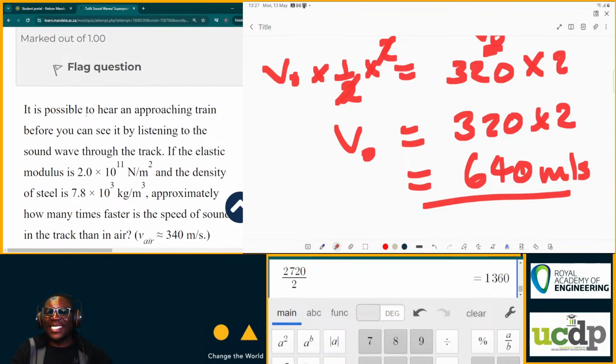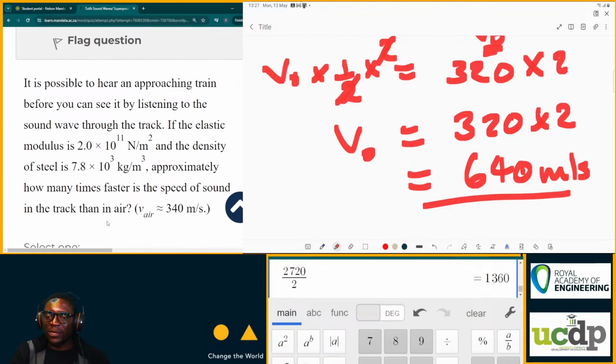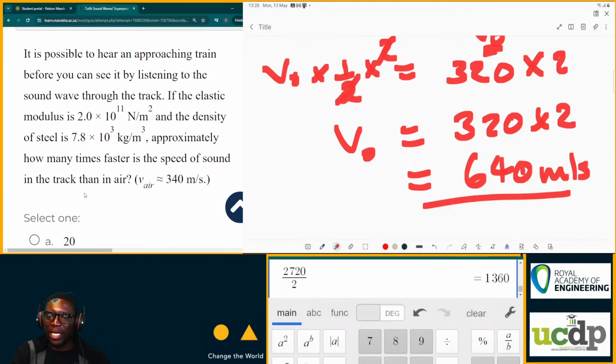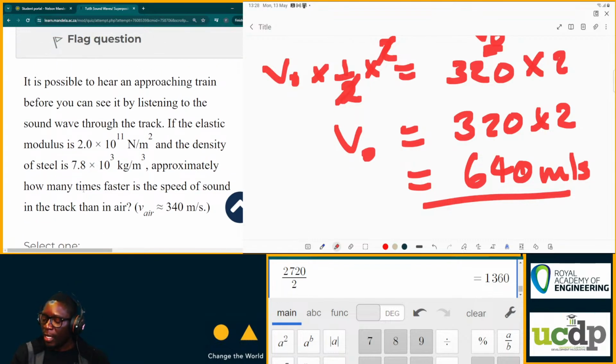Right? It is possible to hear an approaching train before you can see it by listening to sound waves through the track. If the elastic modulus of steel is 2 times 10 to the 11 Newton per meter squared and the density of steel is 7.8 times 10 to the 3 kg per meter cubed, approximately how many times faster is the speed of sound in the track than in air?